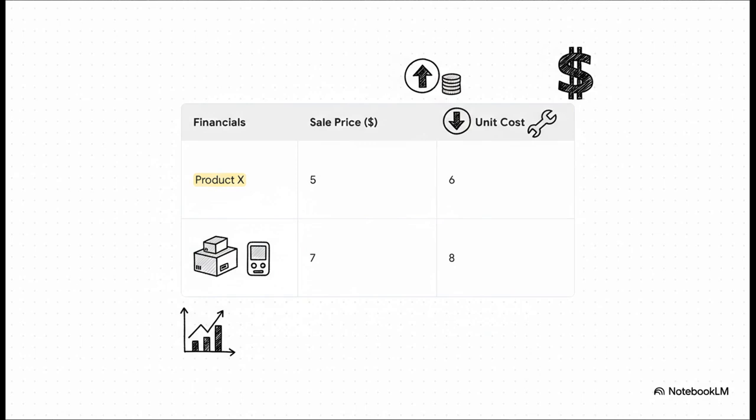Okay, now for matrix B. This is going to be our financials matrix. Now pay very close attention to the setup here. For this whole thing to make any logical sense, the rows of this second matrix must line up with the columns of the first one. Remember how the columns of matrix A were our products? Well, that means the rows of matrix B also have to be our products, Product X and Product Y. This is the business logic that perfectly mirrors that mathematical rule about matching inner dimensions. Now, the columns here are financial data, sale price, and unit cost. So we can see Product X sells for $5 and costs $6 to make.